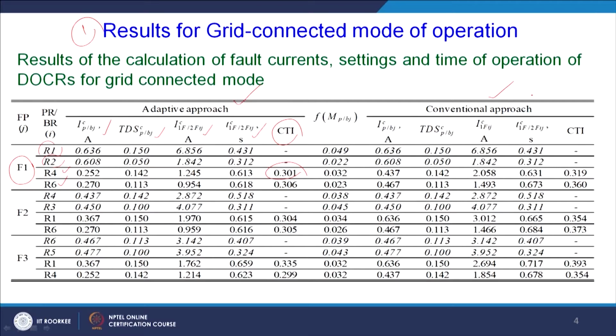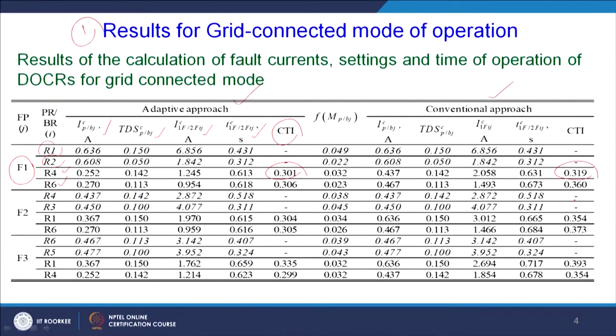As we have already discussed, in the conventional directional overcurrent relaying principle, we assume that the clock setting and TDS or TMS of the overcurrent relay are fixed values, irrespective of the mode of operation, whether the grid is operating in grid connected mode or islanded mode, or with different types of renewable sources. So, in the conventional approach we always depend on a fixed setting of the overcurrent relay or directional relay. That is why this conventional approach is producing a CTI of 0.319.